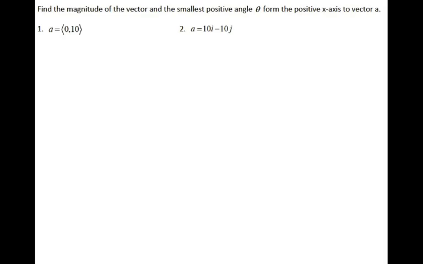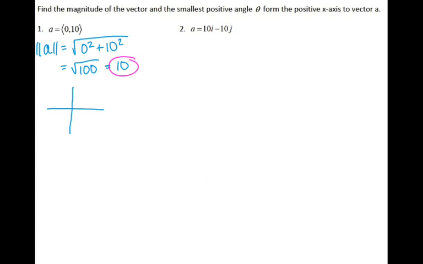So magnitude is just like the Pythagorean theorem. So magnitude of A is going to be the square root of 0 squared plus 10 squared. That gives me the square root of 100, which is 10. So magnitude is 10. And in order to find the smallest positive angle, I need to actually graph this vector.